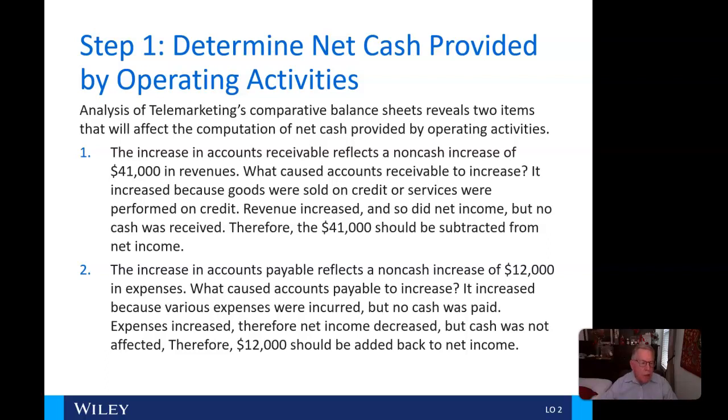a current asset, other than cash, of course, means that we're going to subtract that, just like it's shown in number 1 here. But also, the same thing is true for accounts payable. Whatever we do on the left-hand side of the balance sheet, it's the opposite on the right-hand side. So an increase in current liabilities means that we need to add that back to net income.